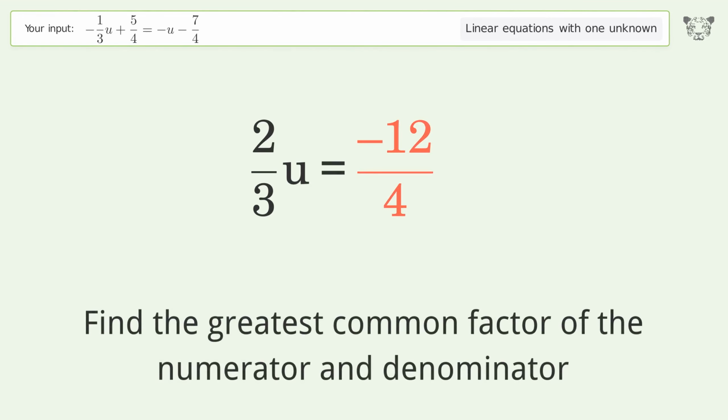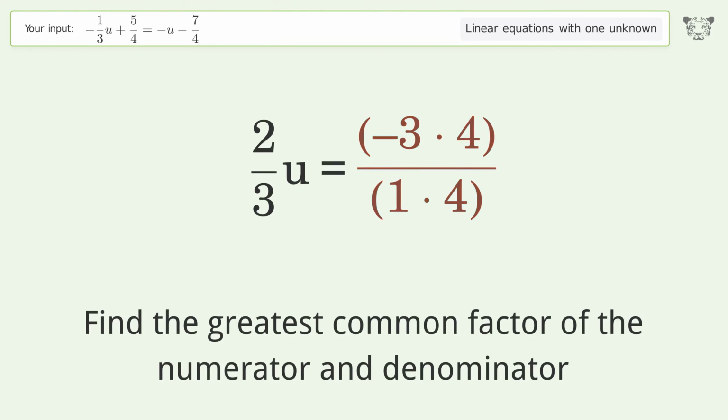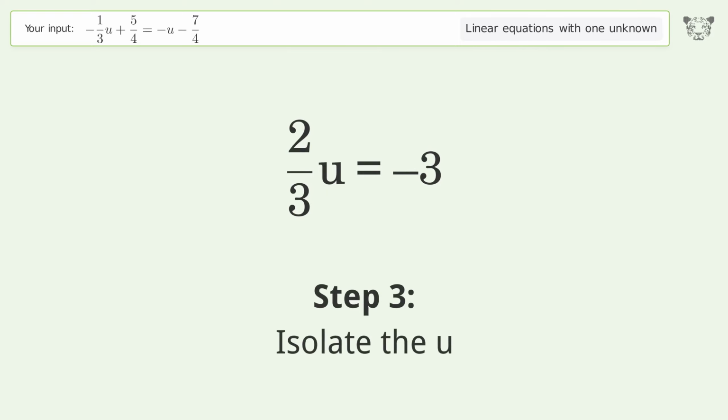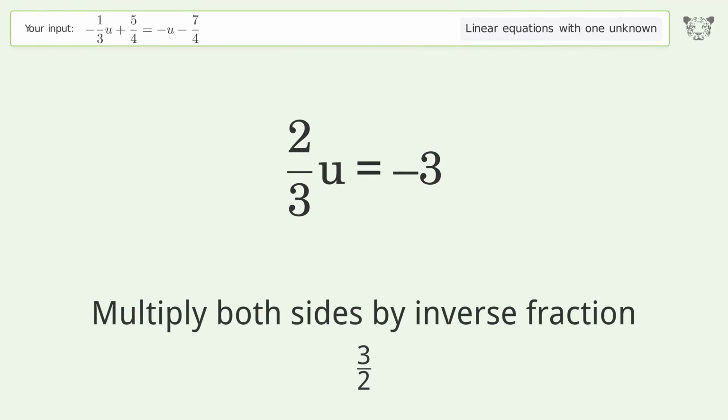Find the greatest common factor of the numerator and denominator. Factor out and cancel the greatest common factor. Isolate the u. Multiply both sides by inverse fraction 3/2.